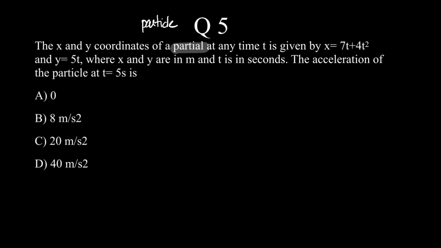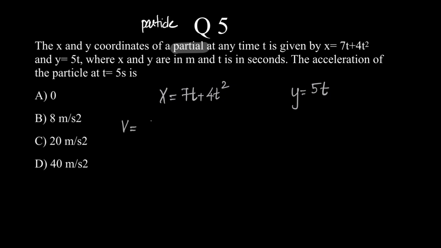So we did a similar question. Let's try to solve this based on the same logic. So x is given to be 7t plus 4t square and y is given to be 5t.